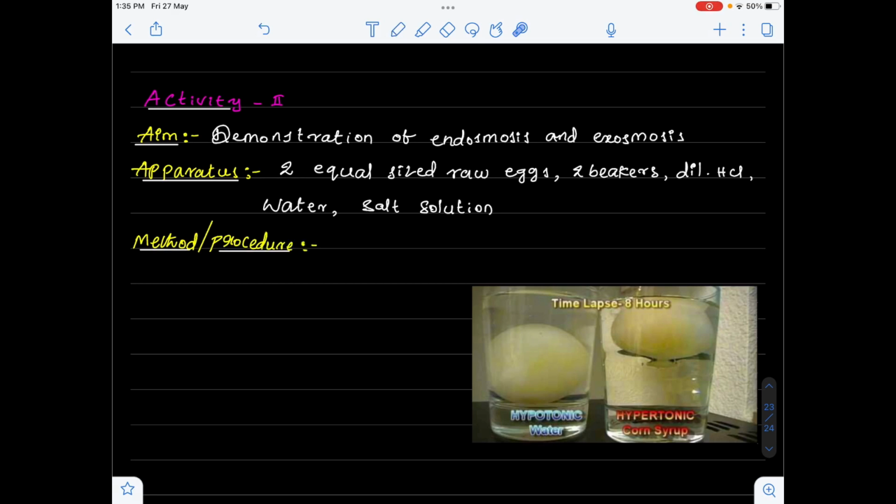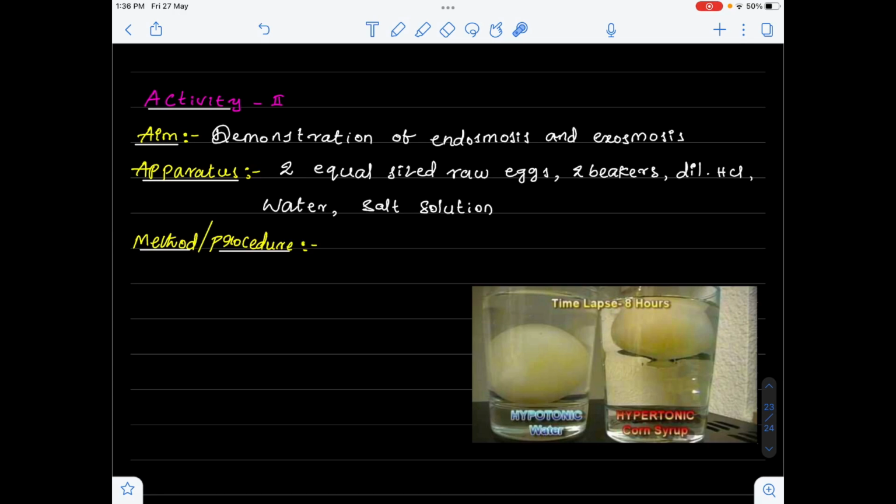Here first we should take 2 beakers. In one of the beakers we should take hypotonic water, where solvent concentration is more and solute is less, and hypertonic corn syrup or salt solution or sugar solution should be taken in another beaker. After taking these two, we should keep them aside. Now place the equal sized raw eggs in dilute hydrochloric acid for 1 or 2 days until the egg shells get dissolved in dilute hydrochloric acid.